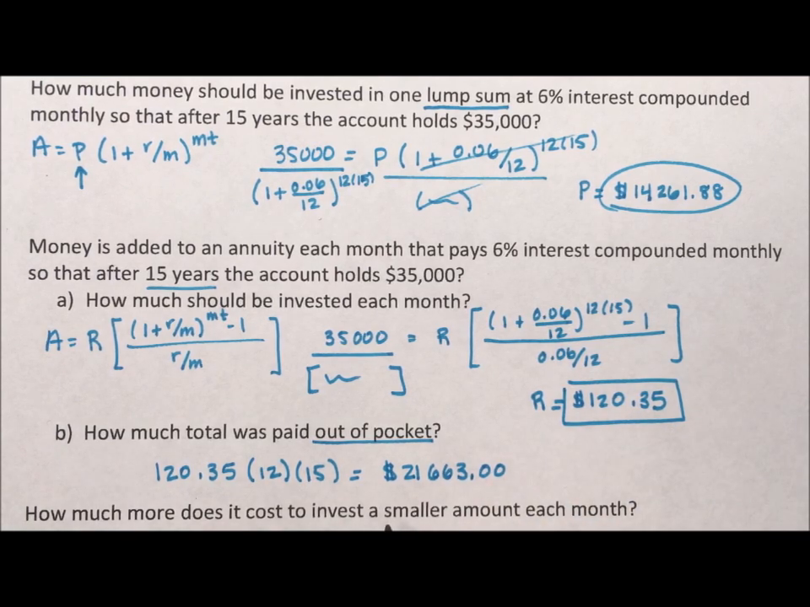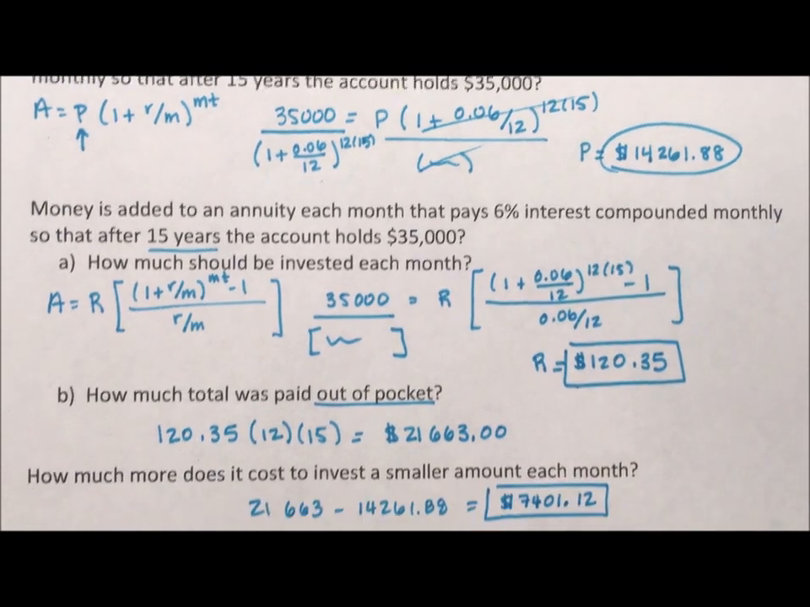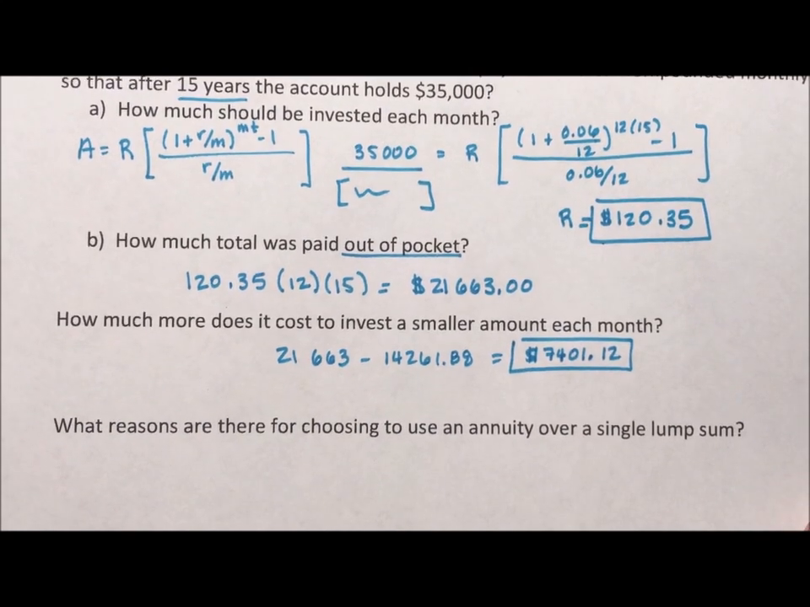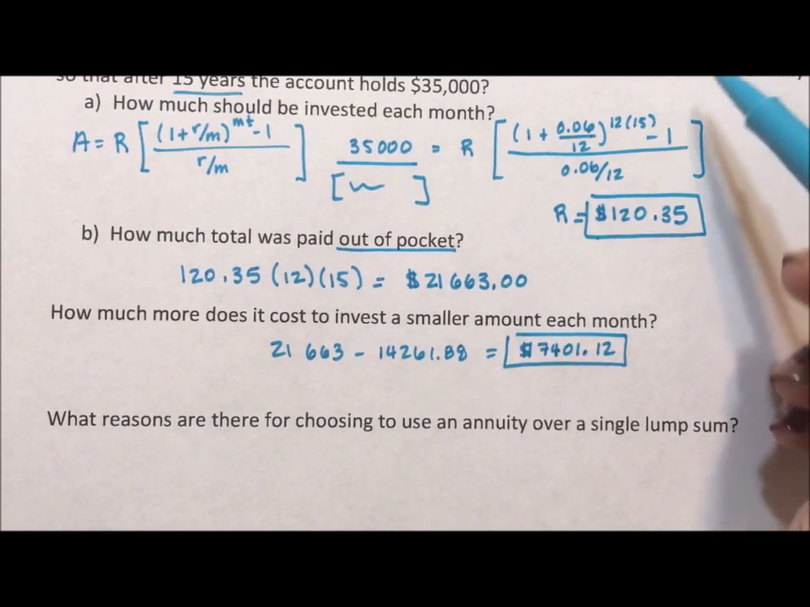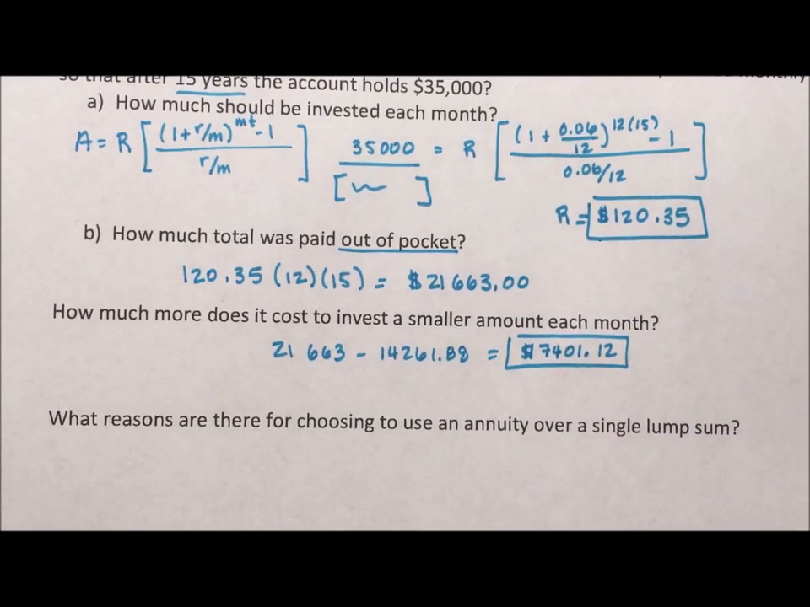So how much more does it cost to invest smaller amounts each month in this situation? So we take the $21,663, we subtract the $14,261.88, and we find out by doing an annuity, we're paying an extra $7,401.12. So if we're paying an extra $7,000, which is over 1.5 times what the lump sum is, what reasons are there for choosing an annuity over a lump sum?